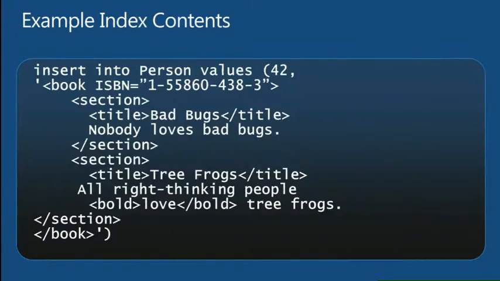So let's look at an example. Here we have an example that contains an XML document with some attributes and elements, and some mixed content, like, for example, "all right-thinking people love tree frogs." And let's put that into the index.